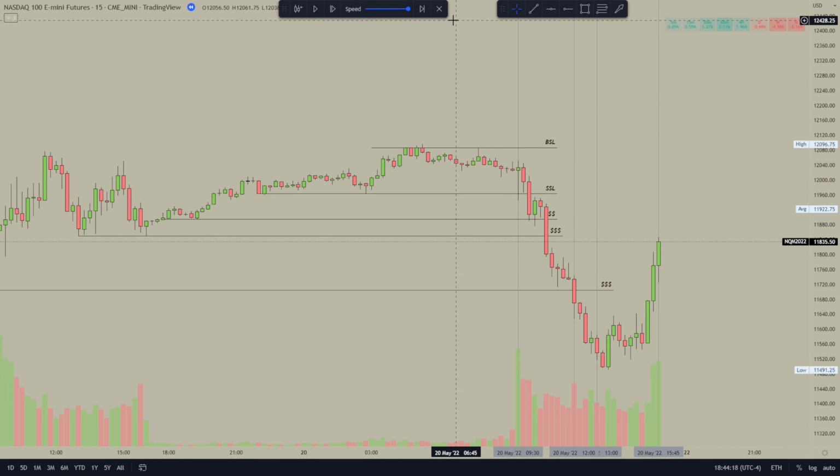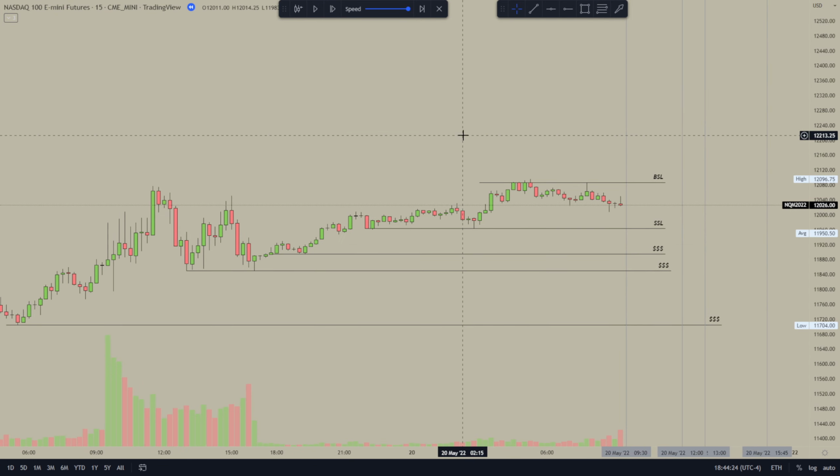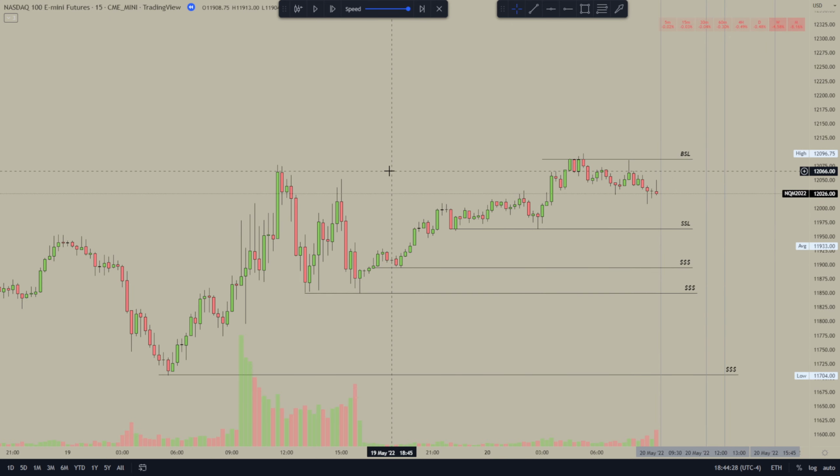All right, so before market even opens, when we're all the way back here, what we want to do is go through the overnight session and go through the previous day and find your levels. These are going to be your buy side liquidity and sell side liquidity levels.